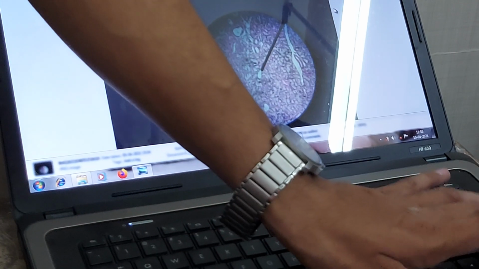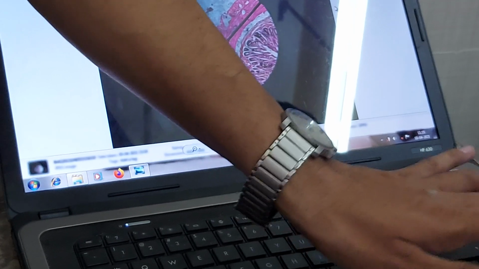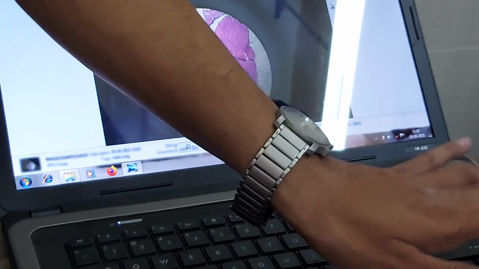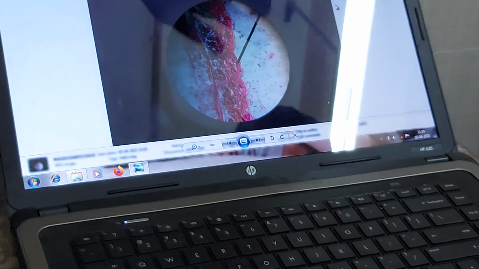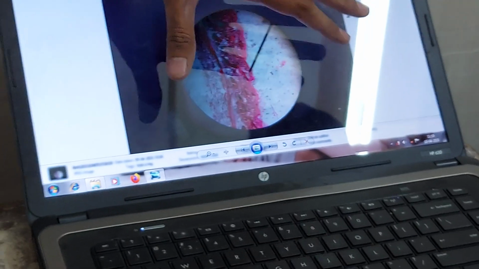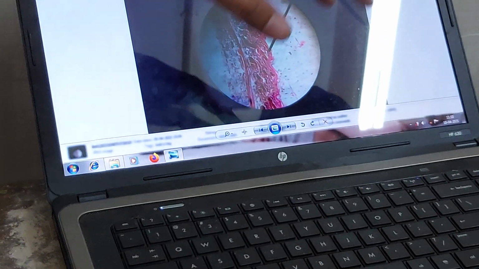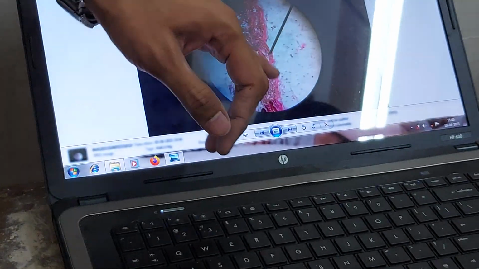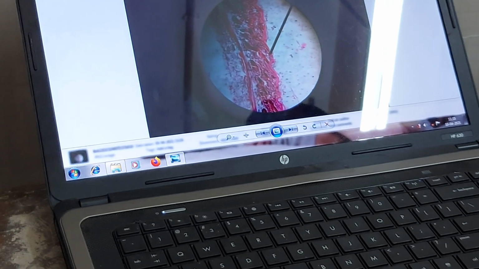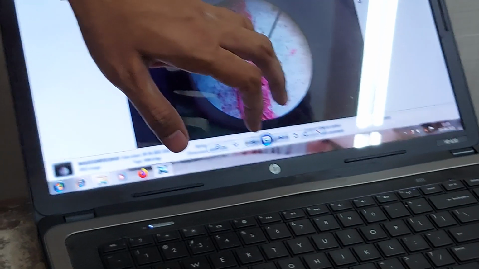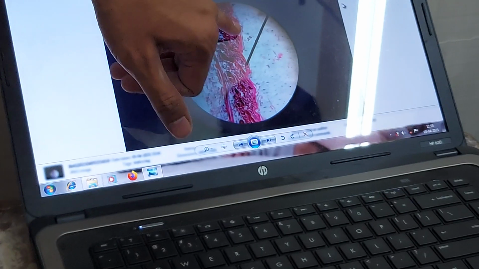Okay, and one more thing. This is actually not a good slide, but try to understand this. This is an example of sebaceous gland. Sebaceous glands are tubular coiled glands. You can't see the tubular thing over here because it is a low power. You can see it in high power.